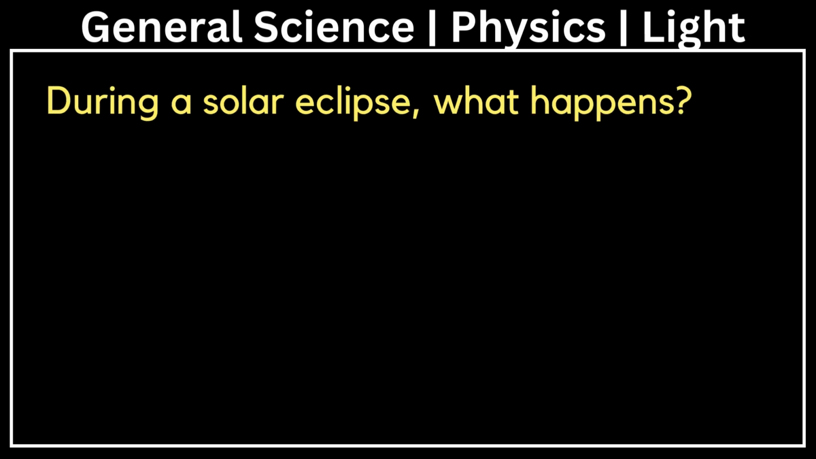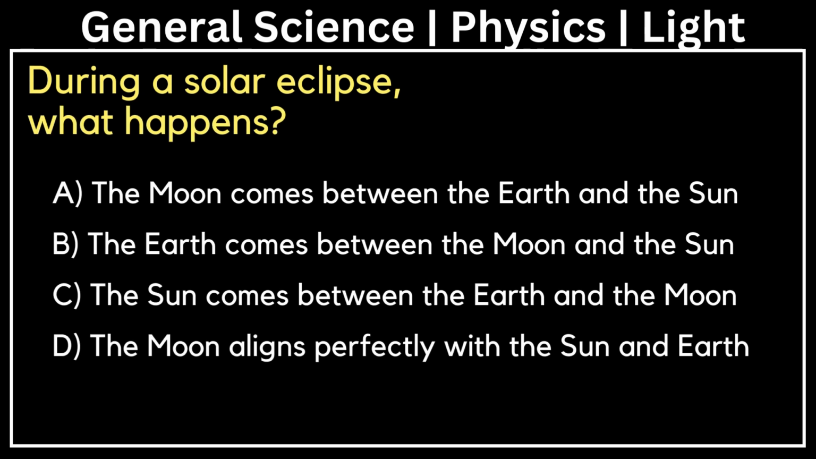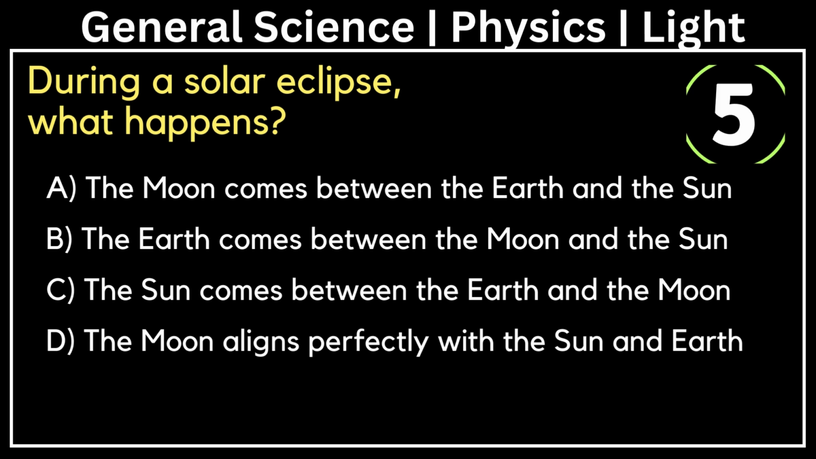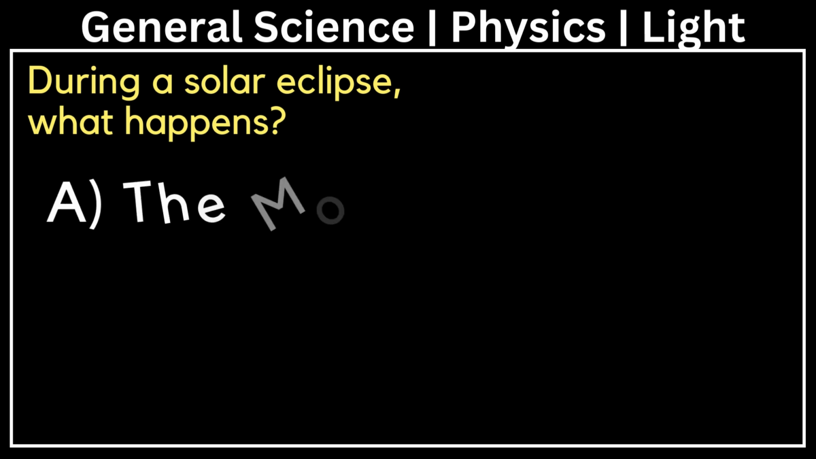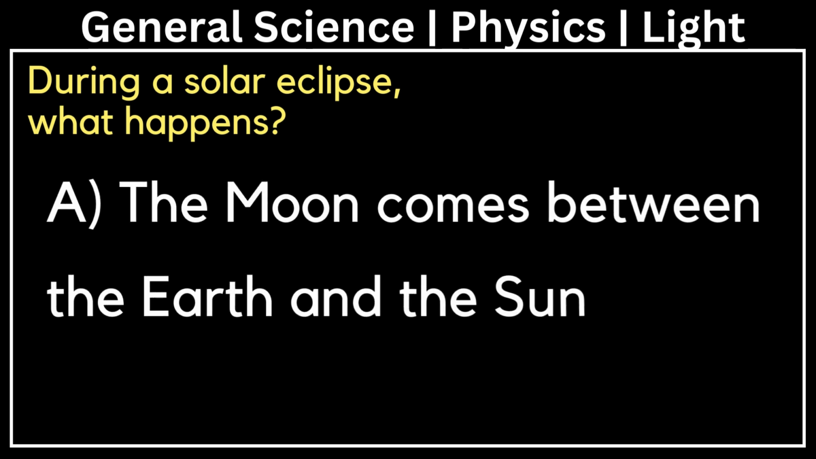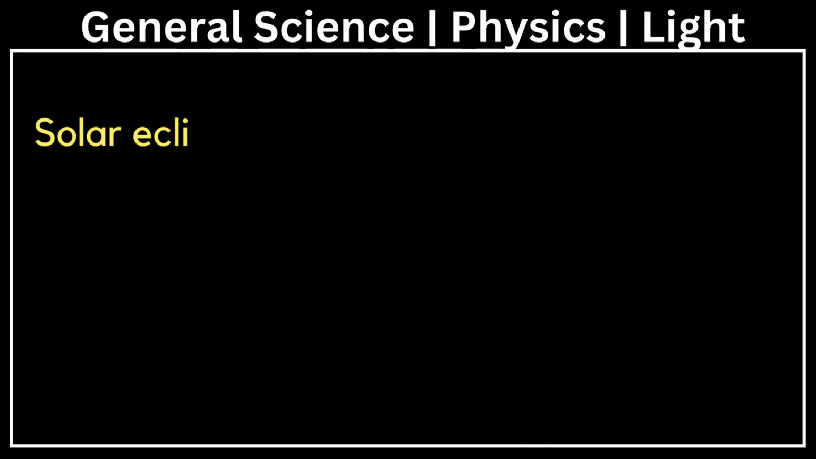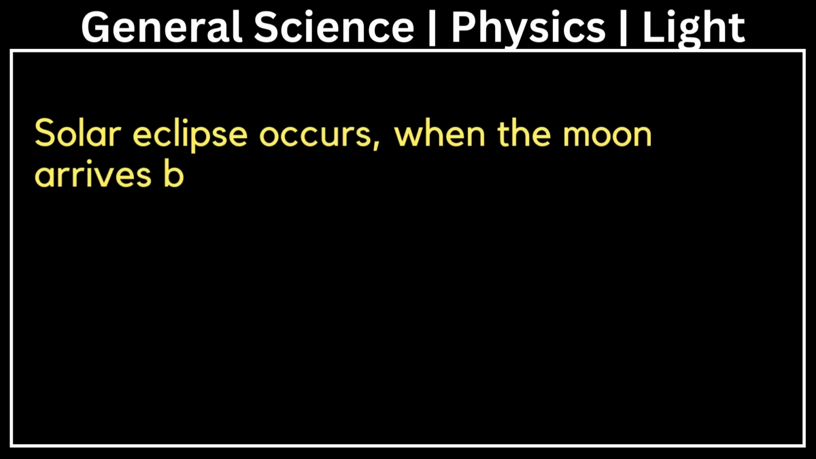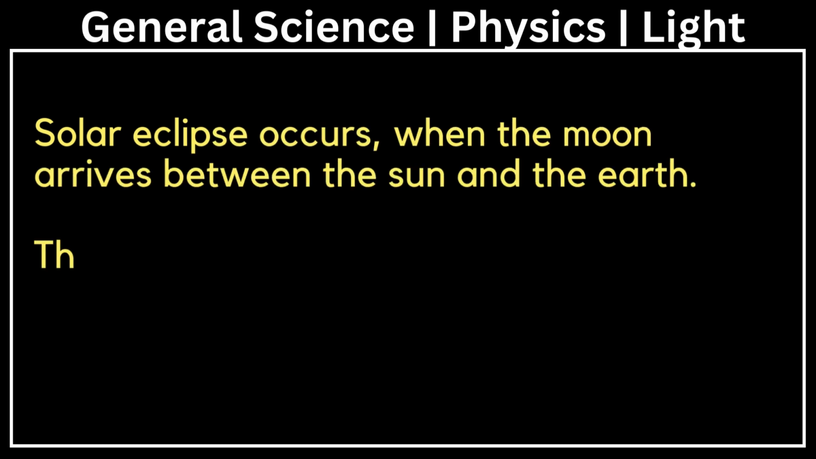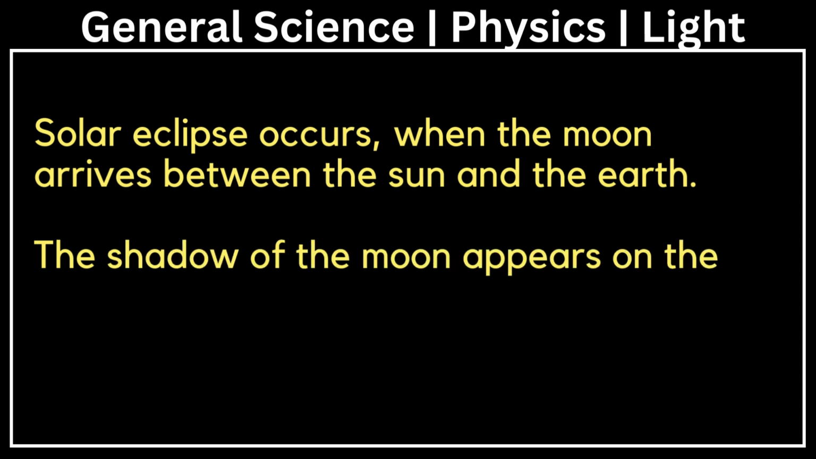During a solar eclipse, what happens? A. The moon comes between the earth and the sun. B. The earth comes between the moon and the sun. C. The sun comes between the earth and the moon. D. The moon aligns perfectly with the sun and earth. A. The moon comes between the earth and the sun. A solar eclipse occurs when the moon arrives between the sun and the earth. The shadow of the moon appears on the earth.